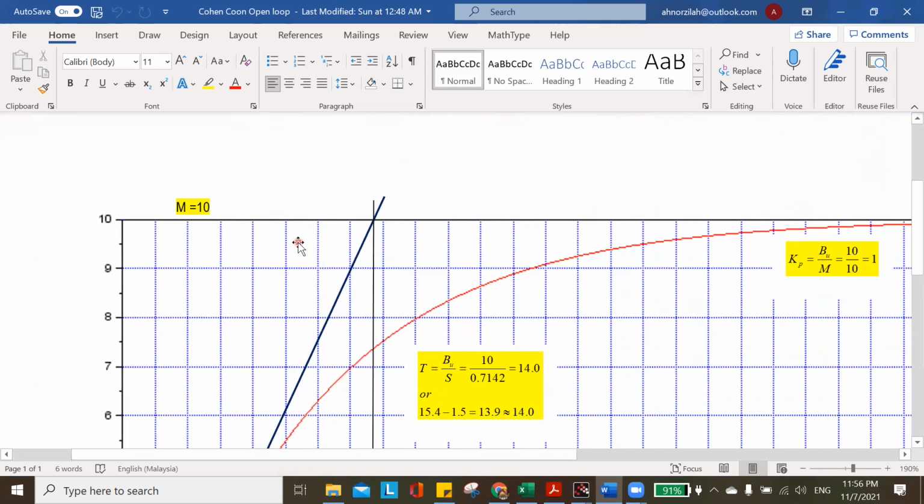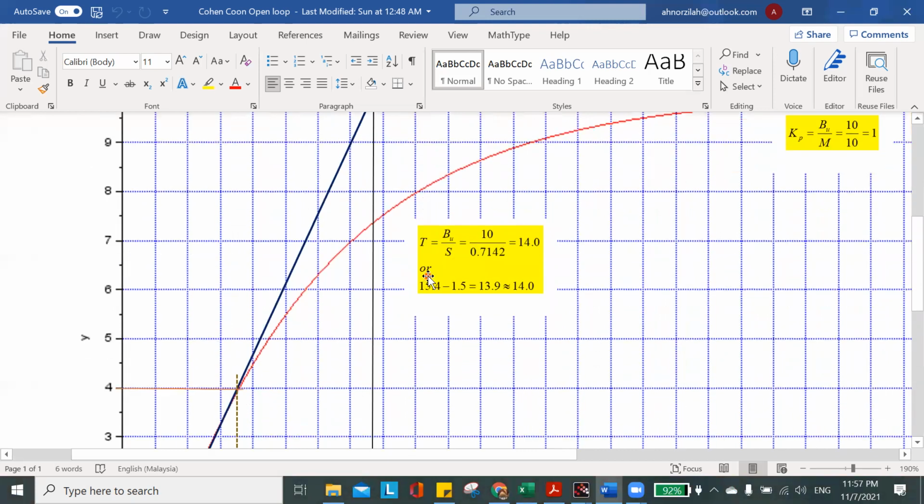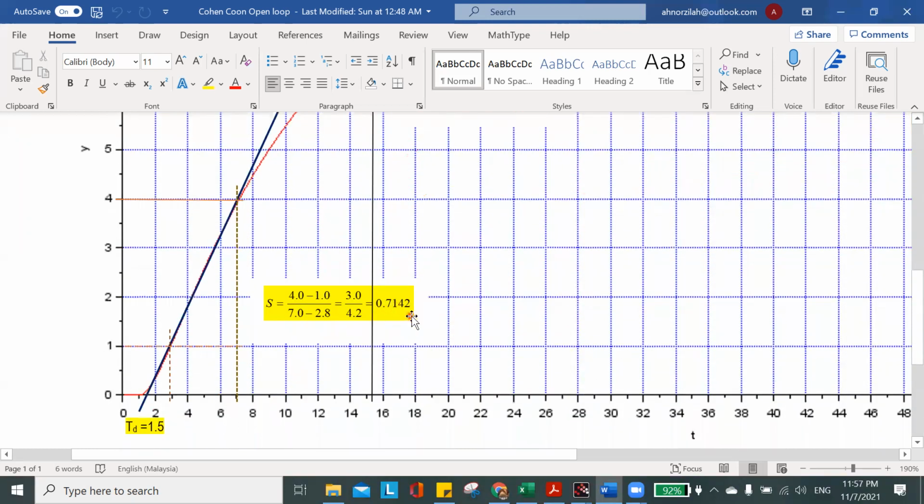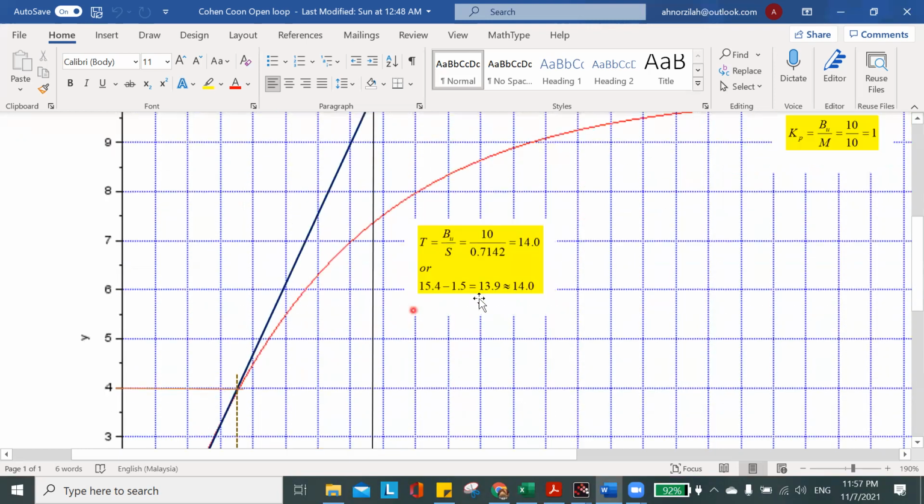I put 10. You can put any value. Okay, I put 10. The other thing that you have to calculate is T. T is determined by the value of the steady state, which is 10 over S. S is the slope that you calculated before. This is the value. You get 14.